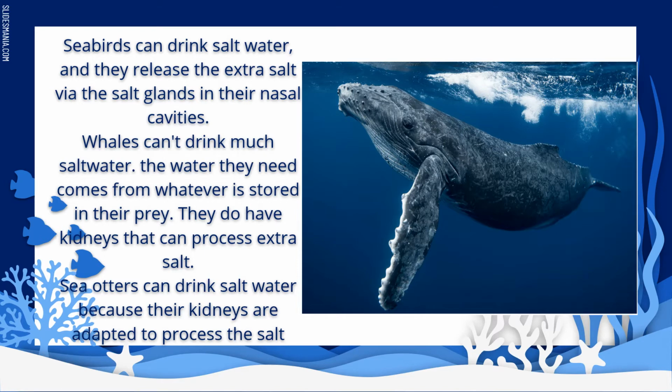For example, seabirds can drink salt water and they release the excess via the salt glands in the nasal cavities. Whales cannot drink much salt water. Instead, the water they need comes from whatever is stored in their prey. They do have kidneys that can process extra salt. However, sea otters can drink salt water because their kidneys are adapted to process the salt.